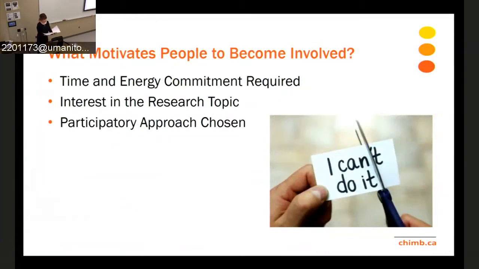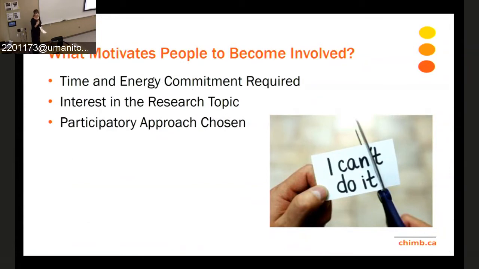So when you're thinking about recruitment, first of all, it's important to think about what motivates people to become involved and what are the variables that actually impact people's motivation. So first of all, time and energy commitment that's required. So giving back to the community, having a say or having my voice be heard about a specific health issue, may be sufficient motivation for patients and the public if the method of engagement requires a finite amount of time.